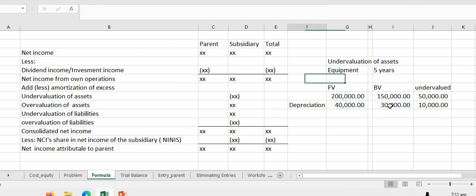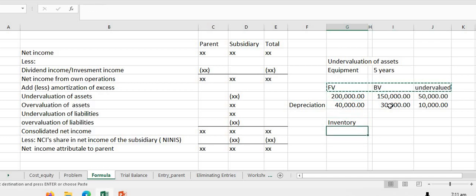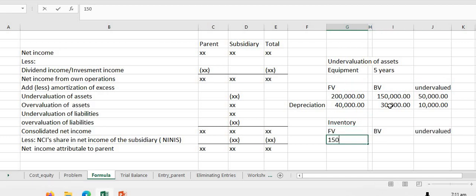In case of non-depreciable assets such as inventory. So if may inventory tayo, let's say for example the fair value of the inventory is 15,000, but its book value is 10,000. Therefore, undervalued siya ng 5,000. Okay?